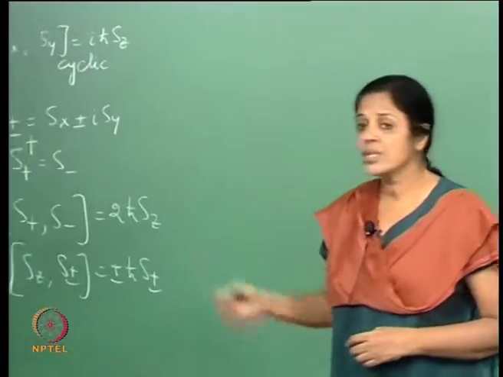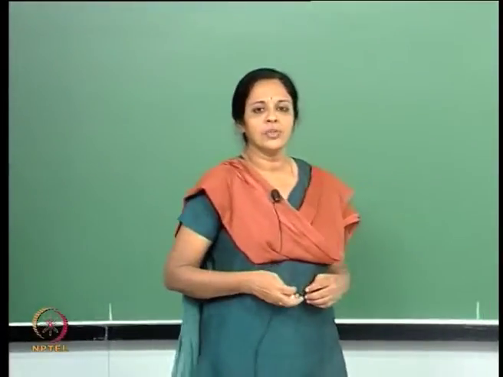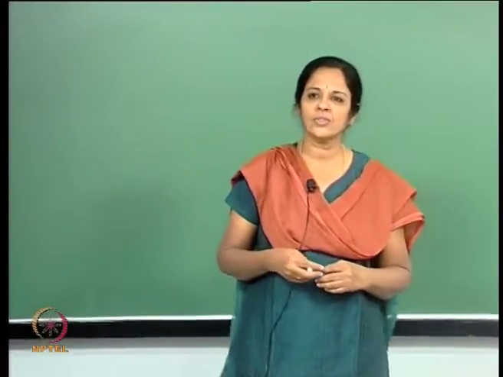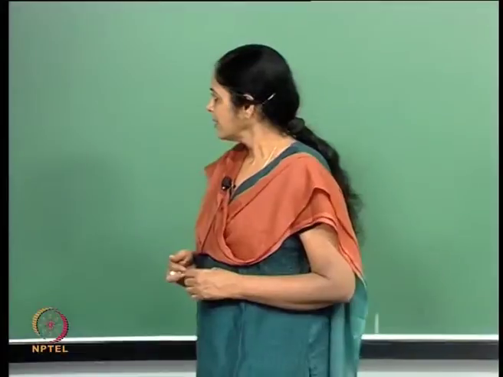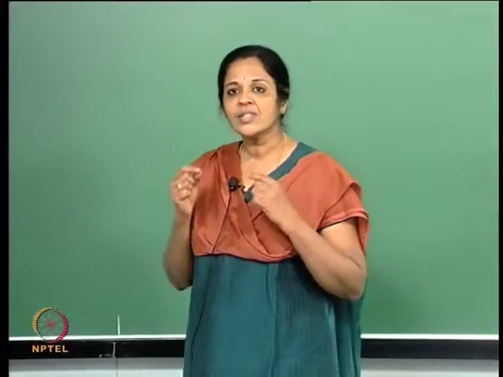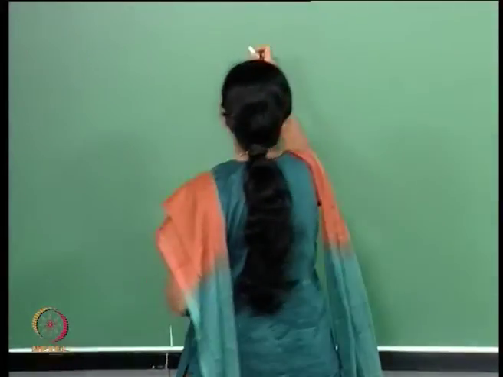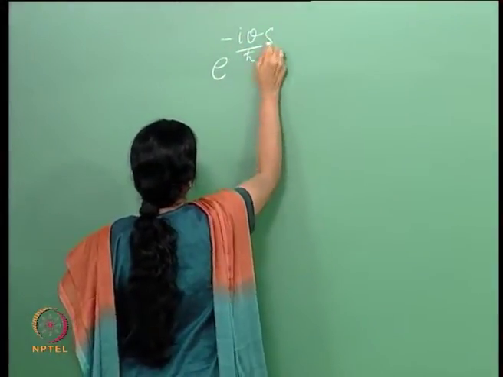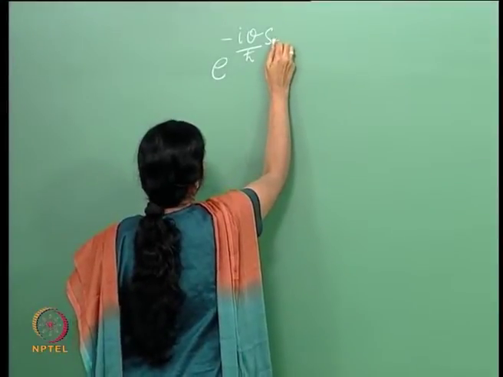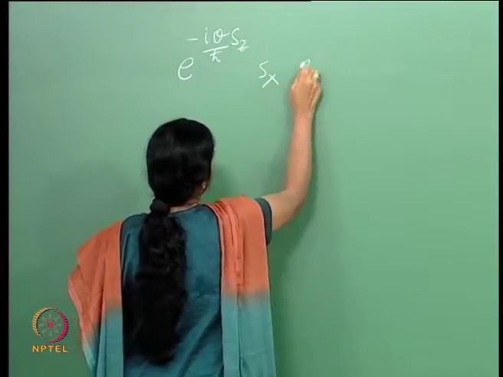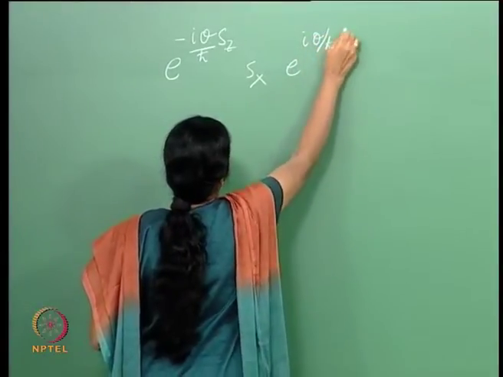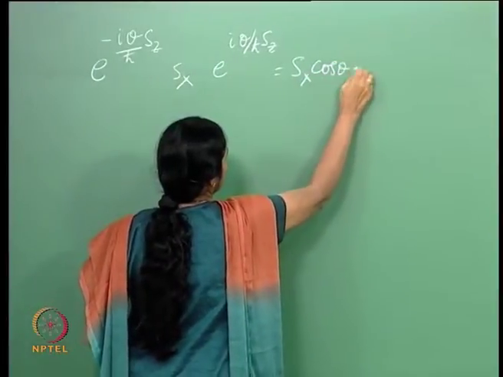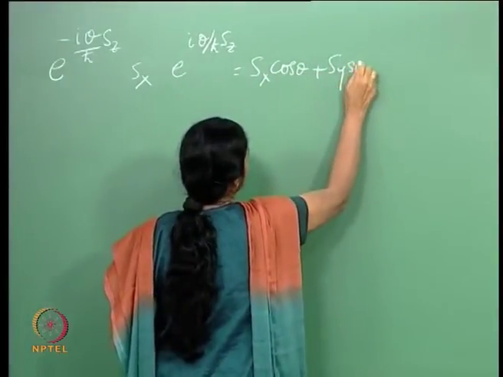We certainly use this algebra extensively in the study of the spin doublet, the 2-level atom problem, and also the 3-level atom problem. Further, at one stage I derived the following relation: e to the minus i theta by h cross Sz Sx e to the i theta by h cross Sz is Sx cos theta plus Sy sin theta.